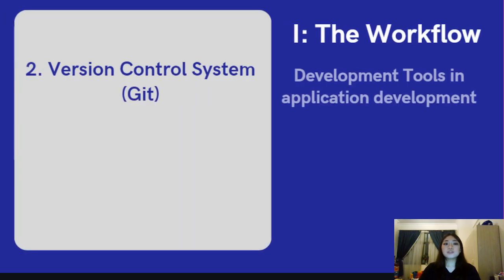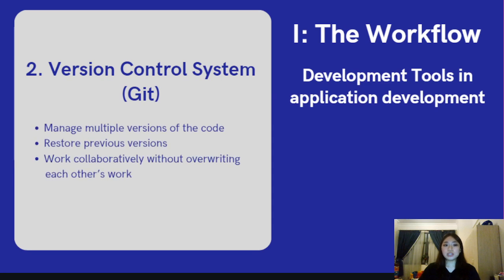Second, version control system, or Git. Version control systems are used to track changes in the project files over time. Git allows developers to manage multiple versions of the code, restore previous versions, and work collaboratively without overwriting each other's work.